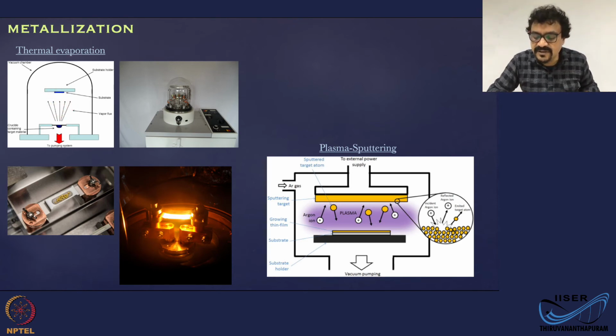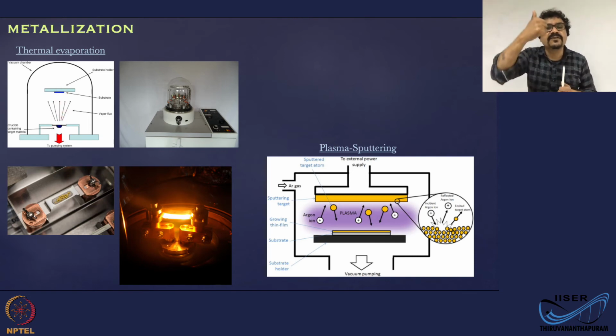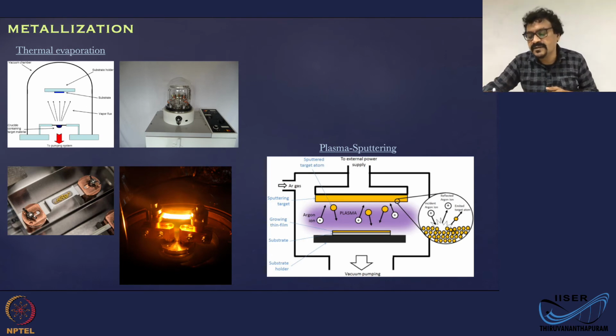So assuming that most of these metal atoms travel perfectly normal to the substrate. And this is a picture of a simple machine, which is called a thermal evaporator, and this process is called thermal evaporation. This is how you keep the material inside, and this is how it's going to look when you do the evaporation.